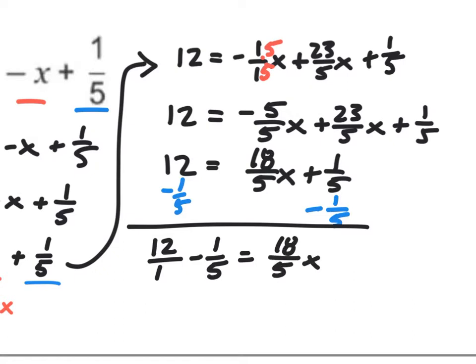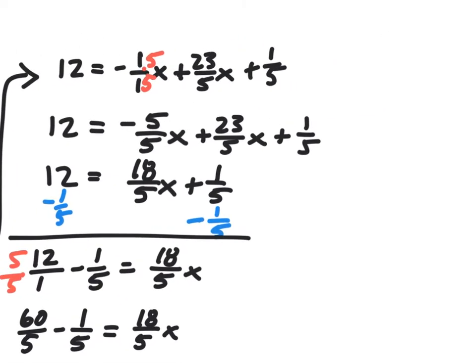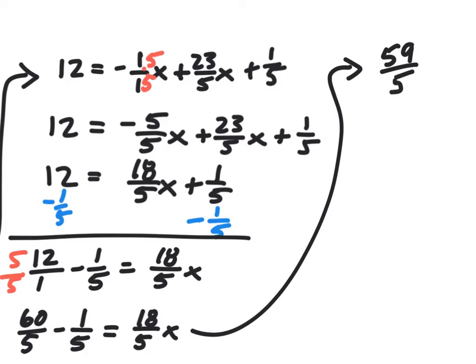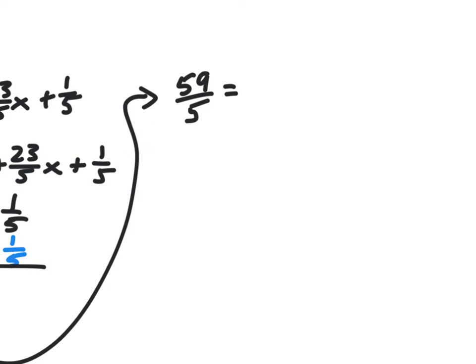Okay, now I need a common denominator here to add these together. So I'm going to multiply this by 5/5. And so this gives us 60 fifths minus 1 fifth, and this is equal to 18 fifths x. Okay, now 60 minus 1 is going to be 59 fifths, okay? And this is equal to 18 fifths x.